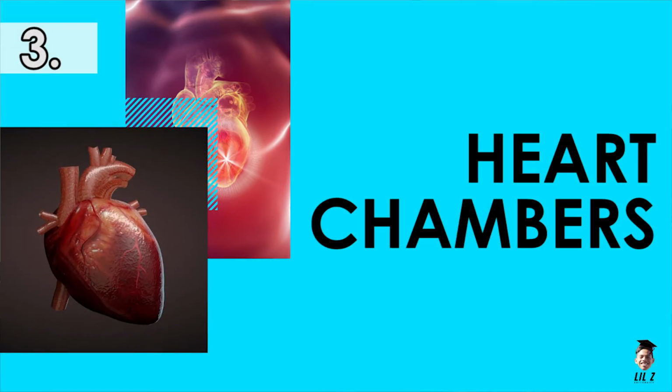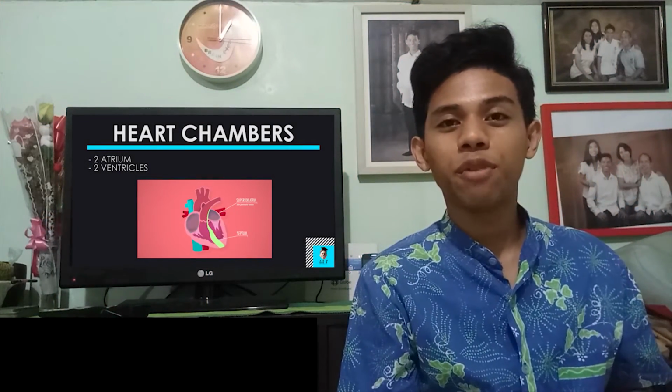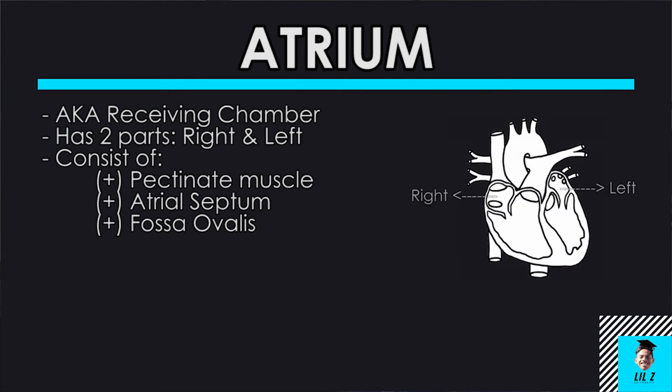Number 3, the heart chambers. In the heart, we have 4 chambers, and it's divided into 2, the atrium and the ventricles. These chambers are where the blood passes through. First is the atrium, or what we call the receiving chamber. It is divided into 2, the left and the right atrium, by a septum called the atrial septum.